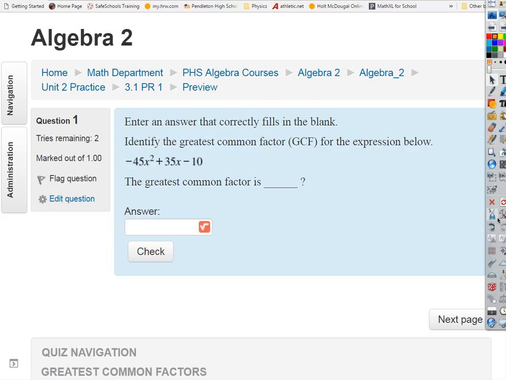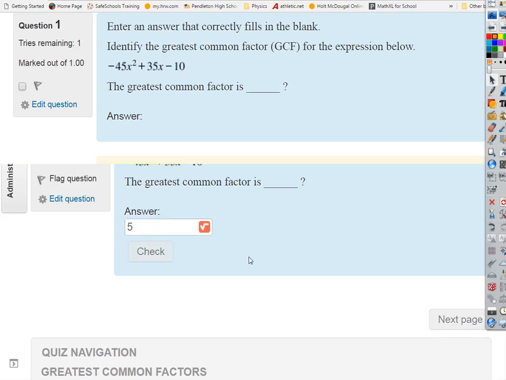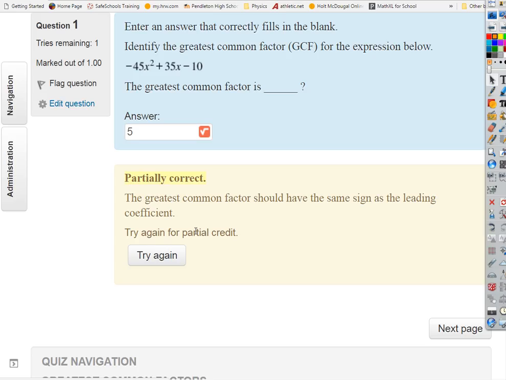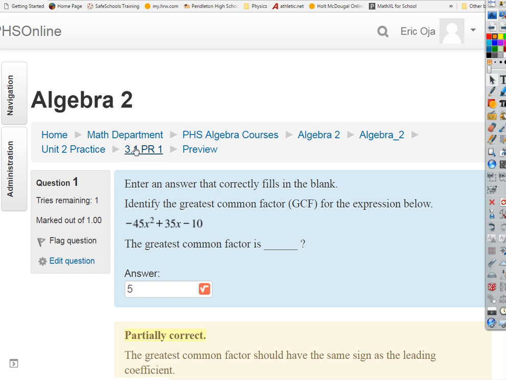Negative 5. Now watch what happens. Negative 5 is the correct answer. What if I put in 5? What does Moodle tell me? Yeah, it tells me the greatest common factor should have the same sign as the leading coefficient, so it should be negative, right?